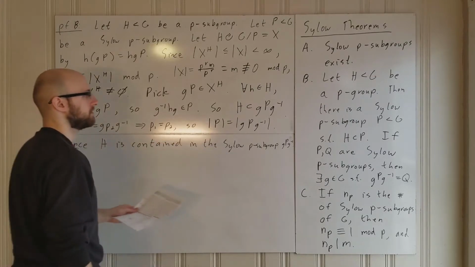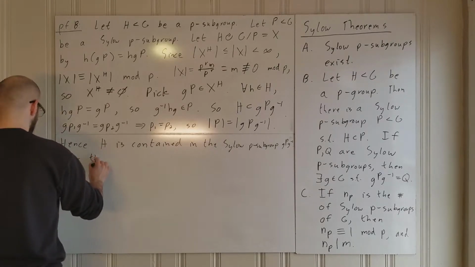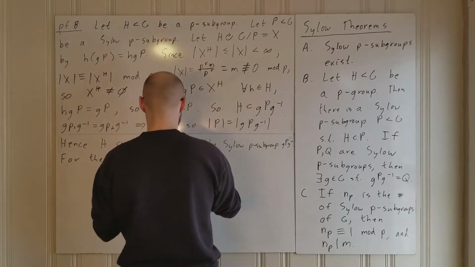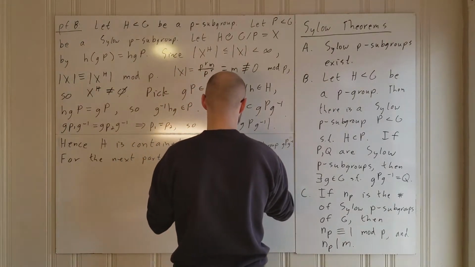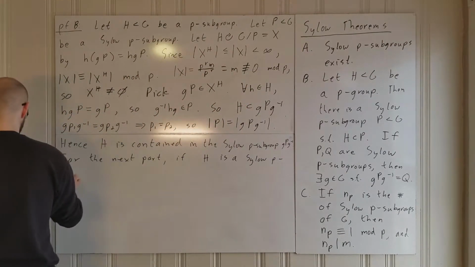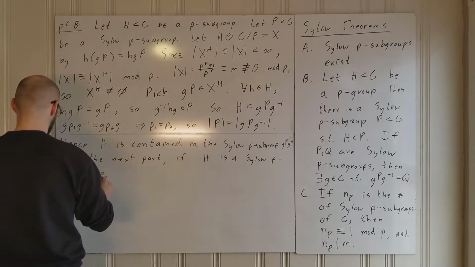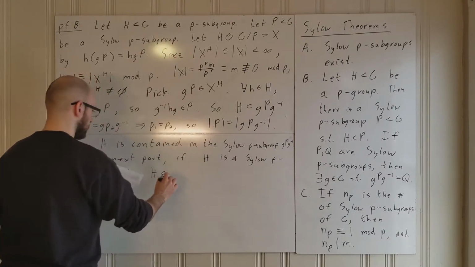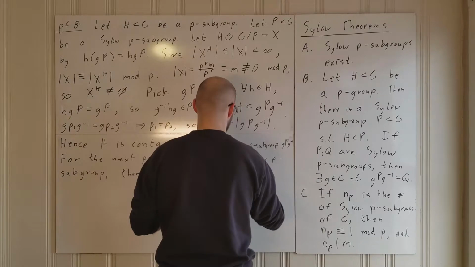Now we want to prove that any two Sylow p-subgroups are conjugate. So for the next part, if H is a Sylow p-subgroup, then H is contained in gPg inverse by the previous result.